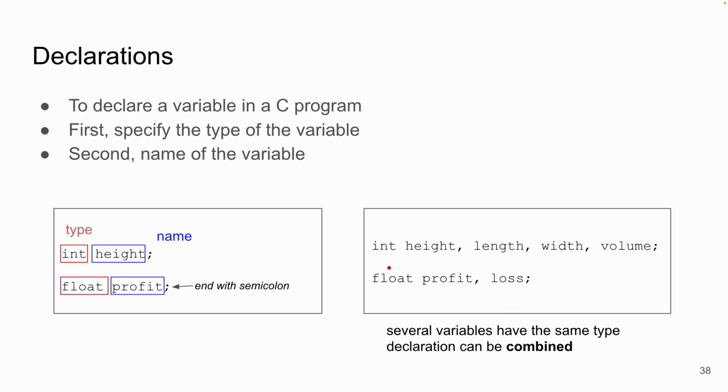And here we can also use another way to declare several variables with the same type at once. So if all these variables have the same type, int, then I can declare like this. And if these two variables all have the same type float, I can declare these two variables in one line like this.